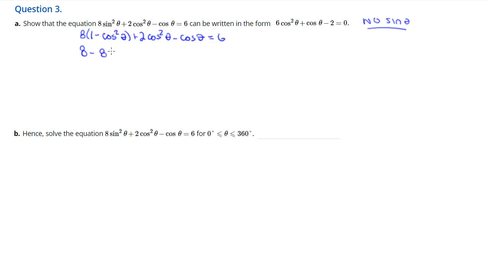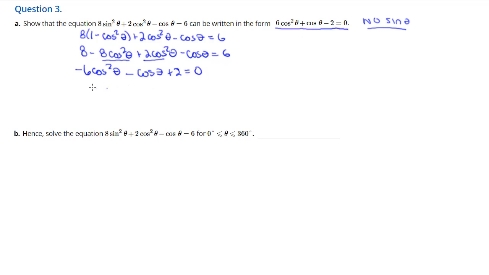And now I distribute the 8. And I get 8 minus 8 cosine squared plus 2 cosine squared minus cosine. And then I got to see what I can combine. I got a negative 8 and a positive 2. That's going to give me a negative 2 cosine squared. And then I'm just going to write this cosine here. And then I'm going to do this 8 minus 6, which is going to be 2.